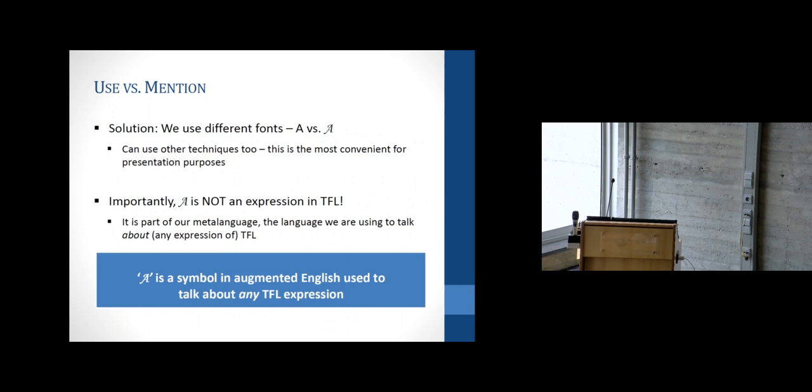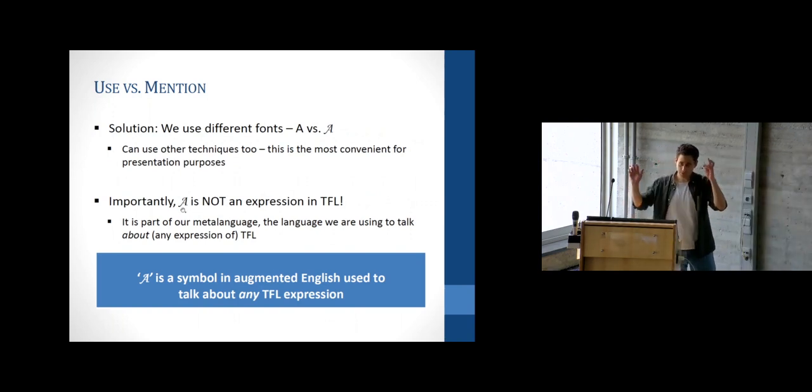Whenever I'm using an italic font or a fancy font, then I'm indicating that I'm talking about an arbitrary expression in terms of truth-functional logic. Okay. In other courses, sometimes in logic you switch to Greek letters. You use phi and psi, and then you're indicating this is an arbitrary sentence. But this is not what we do here. Here we use italic fancy fonts to indicate this is an arbitrary sentence.